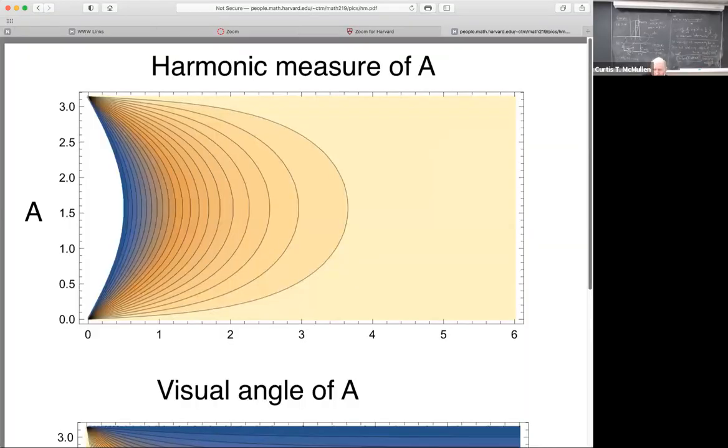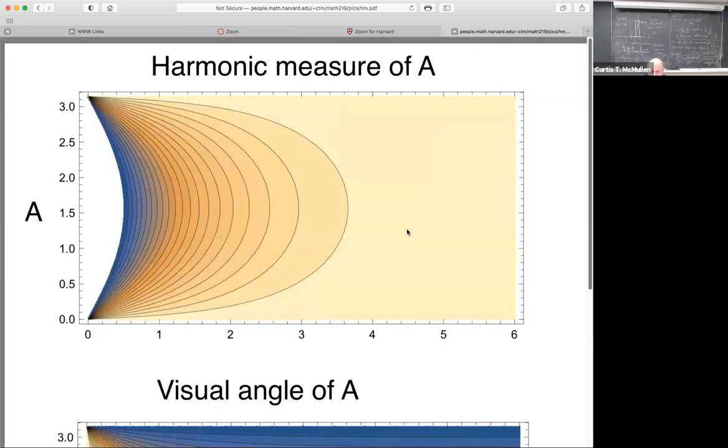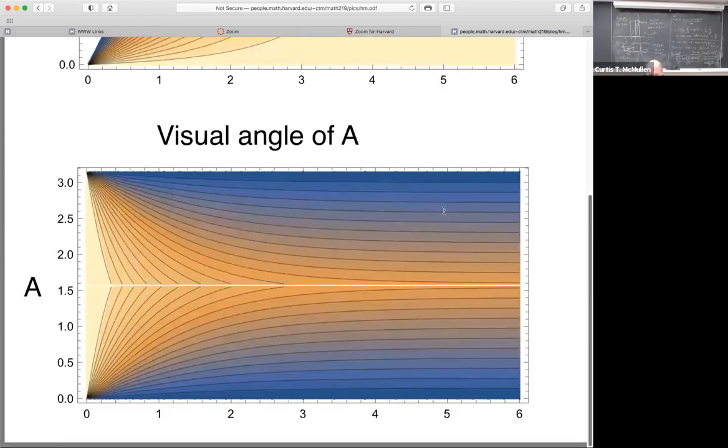Okay, so you have to imagine that the strip goes off an infinite distance to the right. What's drawn in the upper figure are the level sets of harmonic measure. It is in fact decreasing exponentially fast, but that might be hard to glean from this picture. But the bottom picture is more realistic.